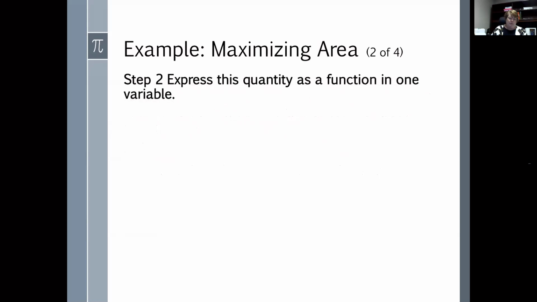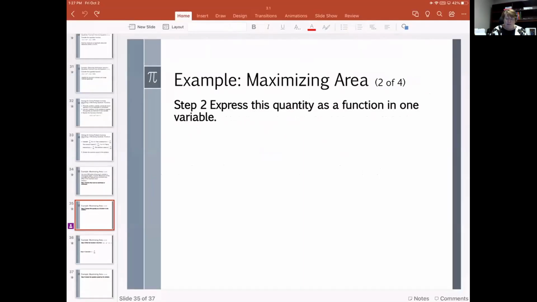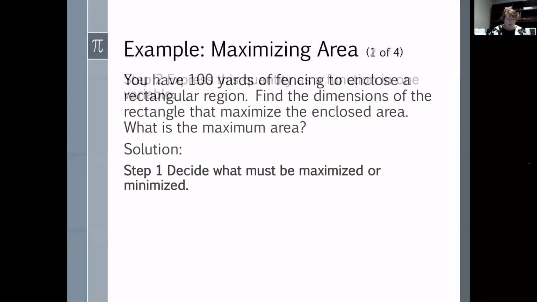And that disappeared from the slide. Okay, we're going to take just a second here, and we're going to restart PowerPoint and see if that helps. Okay, so what are we wanting to maximize? We are wanting to maximize area.